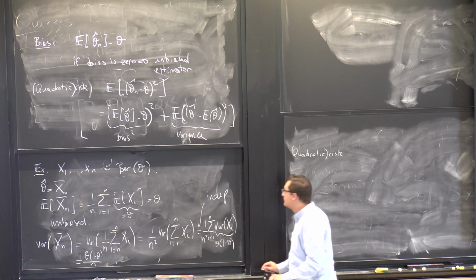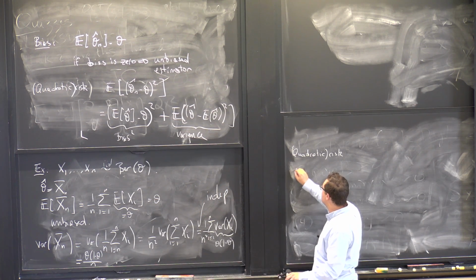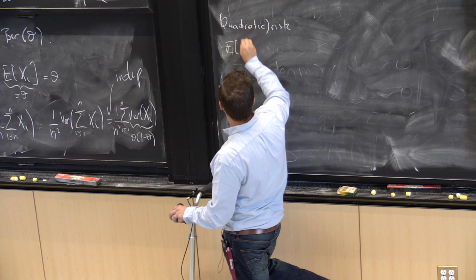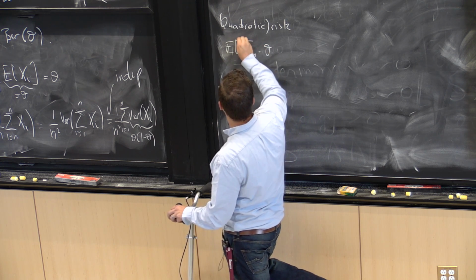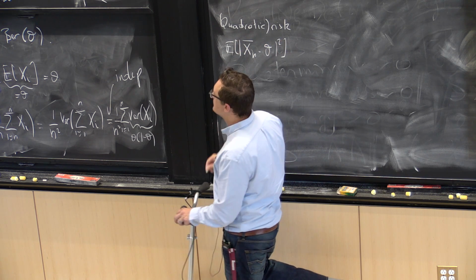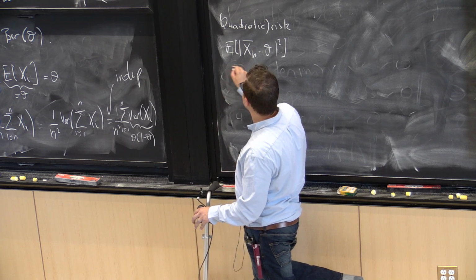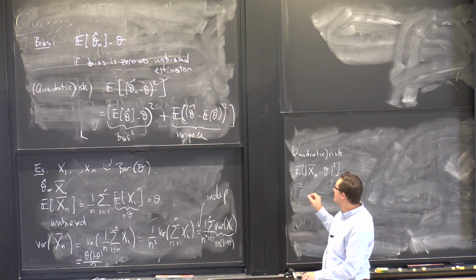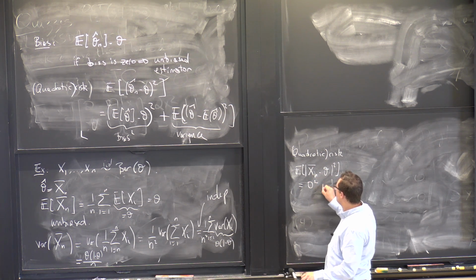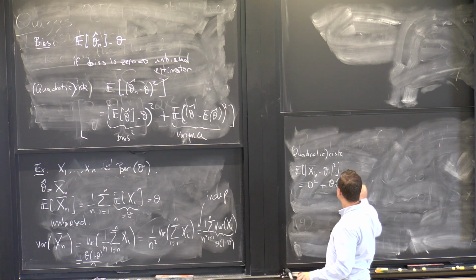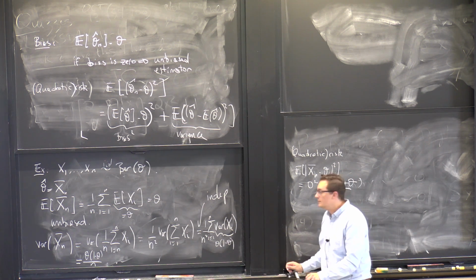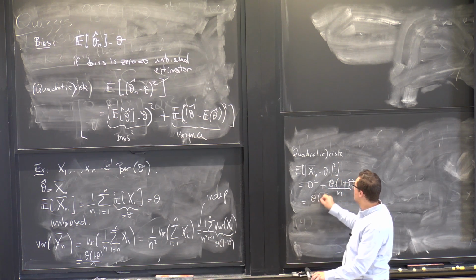So the risk of this guy is what? Well, it's the expectation of (X bar n minus theta) squared. And we know it's the square of the bias plus the variance. So it's the square of the bias, which we know is 0, so it's 0 squared plus the variance, which is theta(1 minus theta) divided by n. OK? So it's just theta(1 minus theta) divided by n.